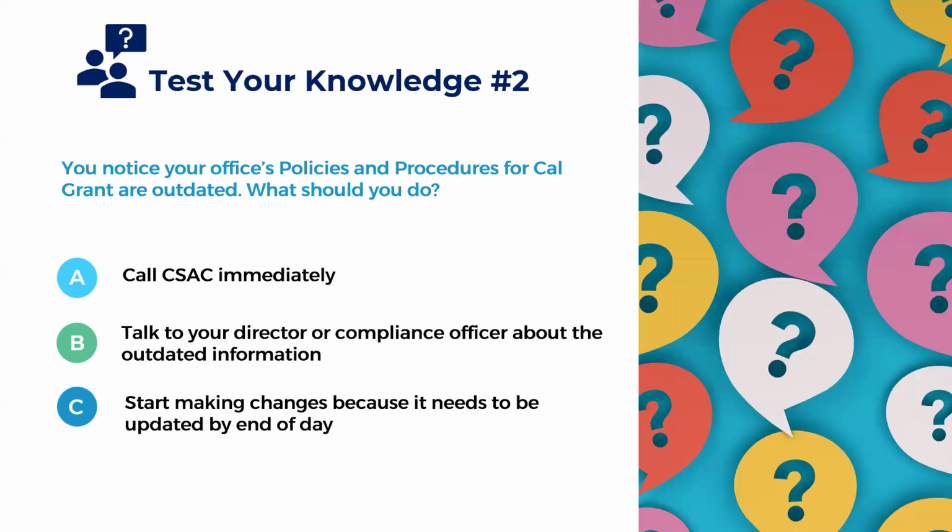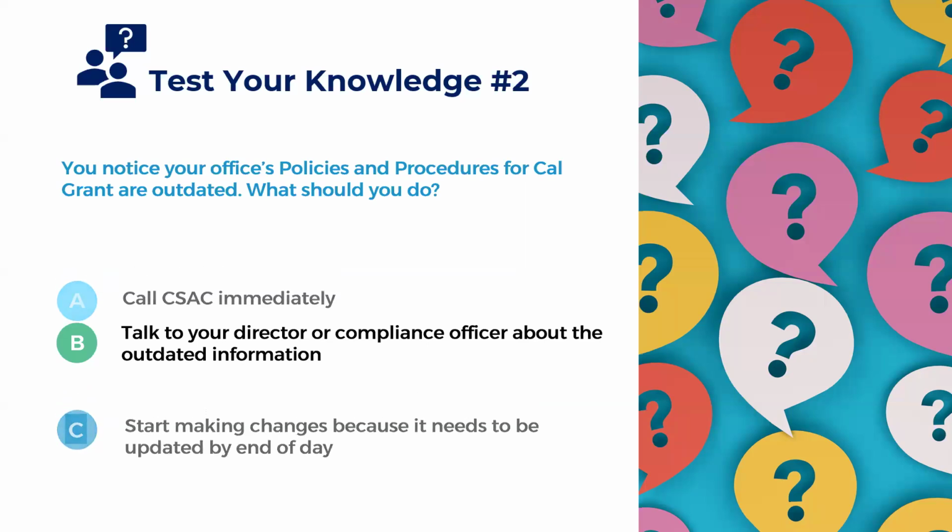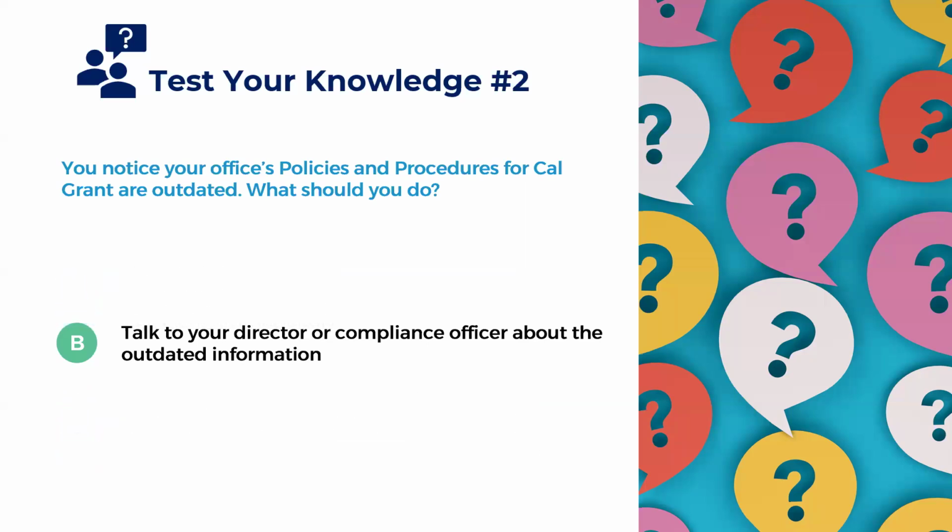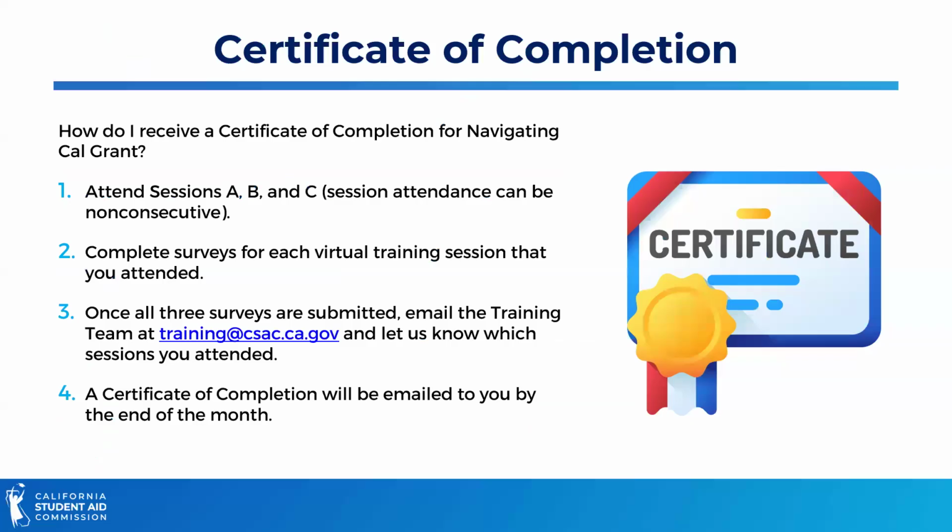And yeah, this is a pretty basic one. You all pretty much got it, right? It's B. It's talking to your director or compliance officer about the outdated information, at which point then you can all make the determination to update those policies and procedures. So great job, everybody, answering those questions. Thank you for that. And we're just about at the end of this.